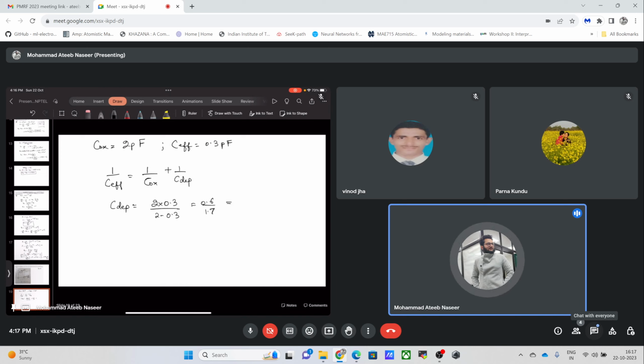Okay, volts. Then it should be kT by Q, since we are dealing in voltages. Okay, that's why I have written it as 0.23.